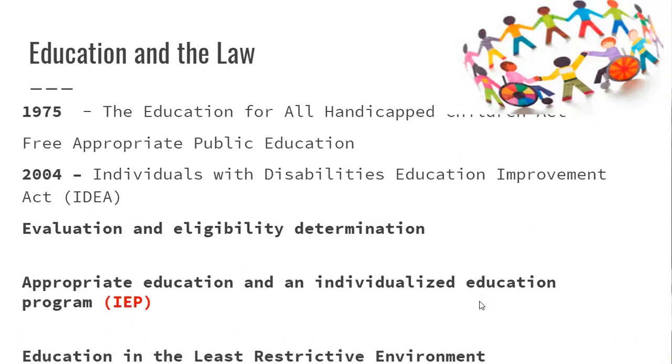Something else that came about because of education in the law is that children needed to be educated in the least restrictive environment possible. And when we say least restrictive environment, that means that they should be educated in a similar environment that is close to what other children that are neurotypical or may not have disorders are educated.